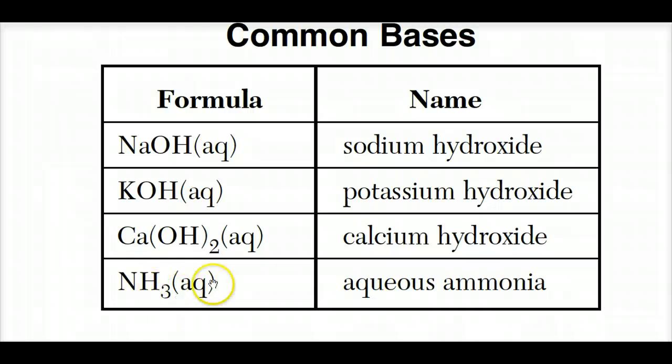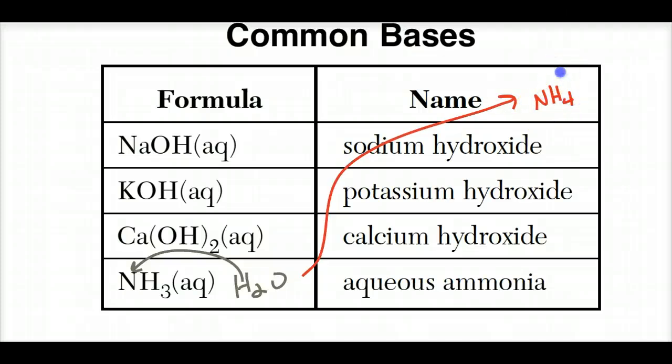Now, it is a base because it reacts with water and will accept a proton from water. For instance, here's water. It will accept an H from water, and what will it make? It will make NH4+, the ammonium ion listed in Table E, plus a hydroxide. So indirectly it makes a hydroxide by acting as a Bronsted-Lowry base, or that other definition. But again, what makes bases is the hydroxide ion.